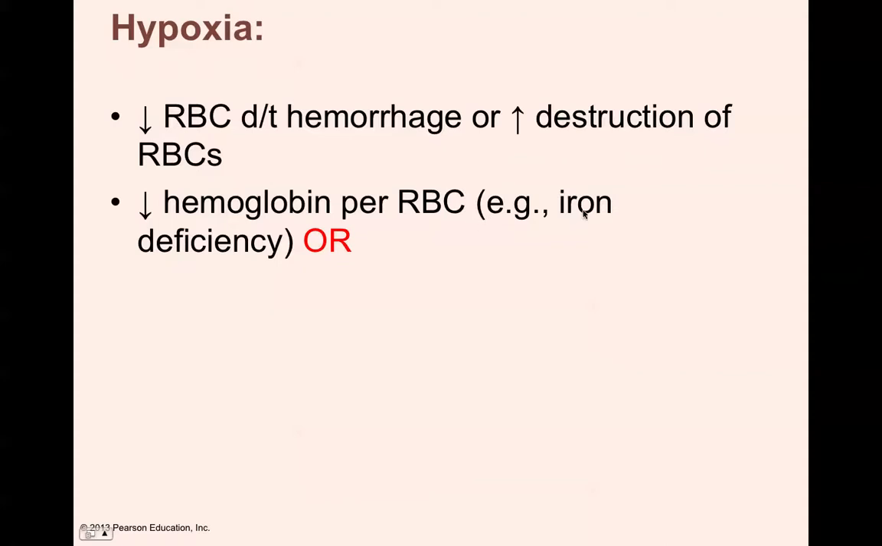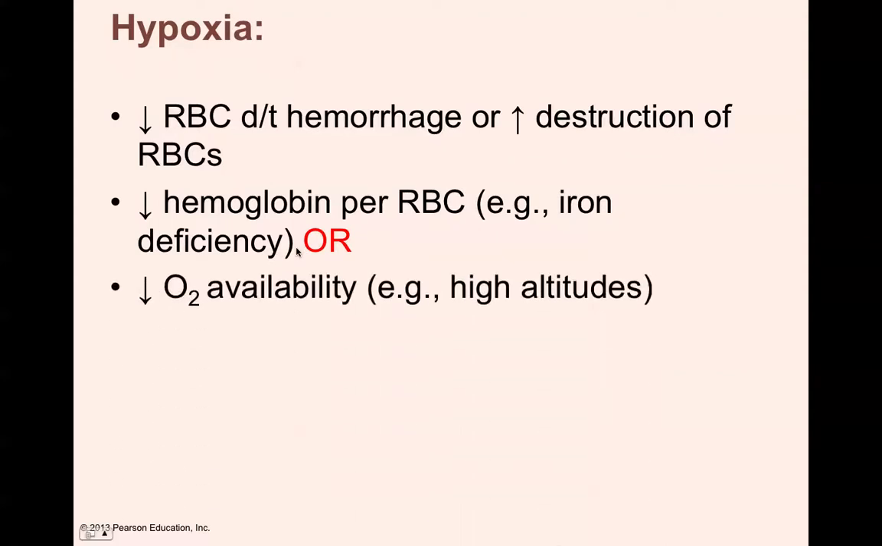Example, someone who may be experiencing iron deficiency. Either they're not taking in enough iron in the diet, or their bodies are not absorbing that iron from the digestive tract into the bloodstream. Or you might even see hypoxia if you go up into high altitude. If a person goes up into the mountains where there's a lower barometric pressure, oxygen is harder to obtain up at high altitude. So going up in high altitudes decreases the oxygen availability in the air.